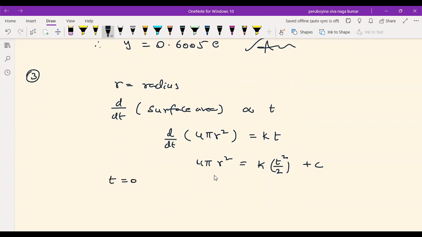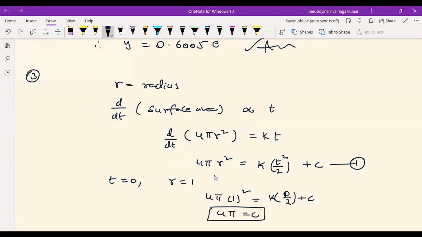The initial conditions are t is 0 and radius 1 unit. He said the radius is 1 unit initially, if you check the question. So t value 0, r value 1. Therefore, we have 4 pi into 1 square, in the main equation, equal to k into 0 square by 2 plus c. Sorry, t value 0 here. So 4 pi is equal to c. So we got the constant value.